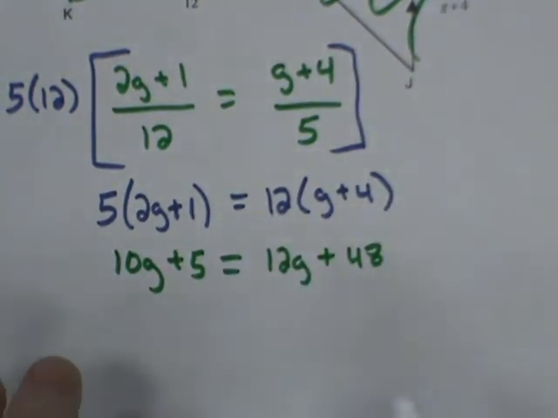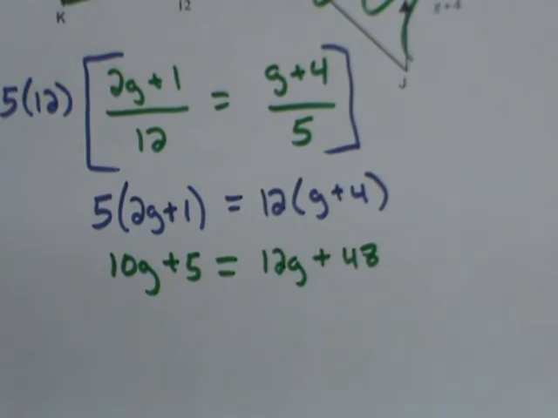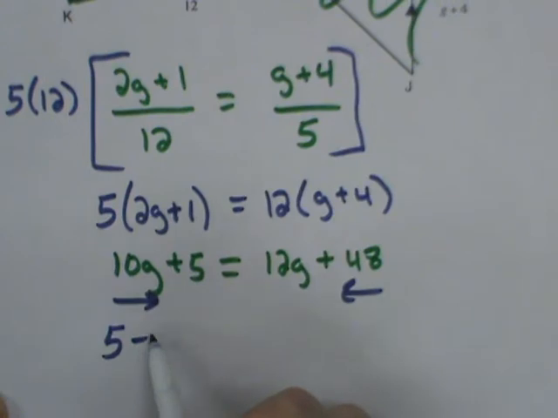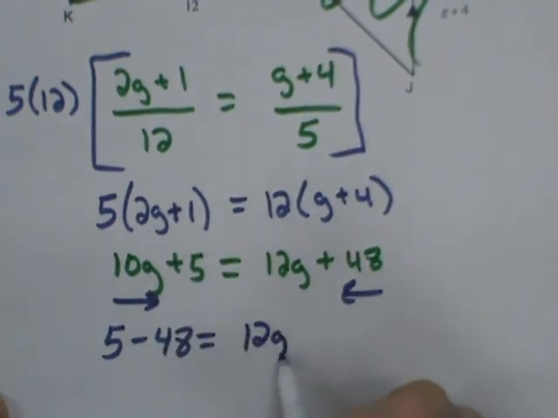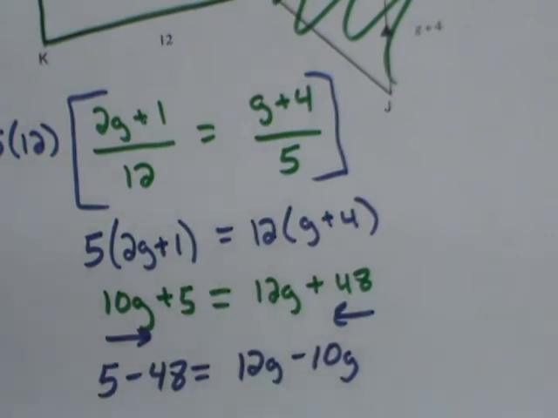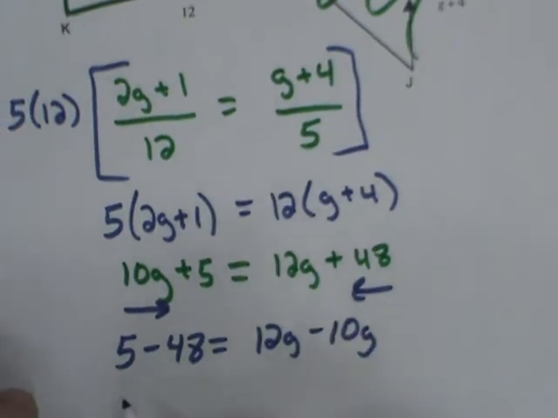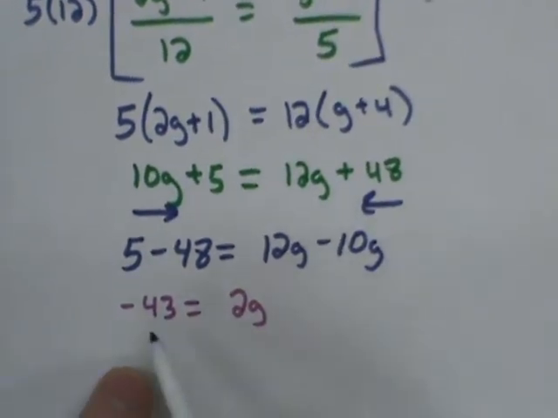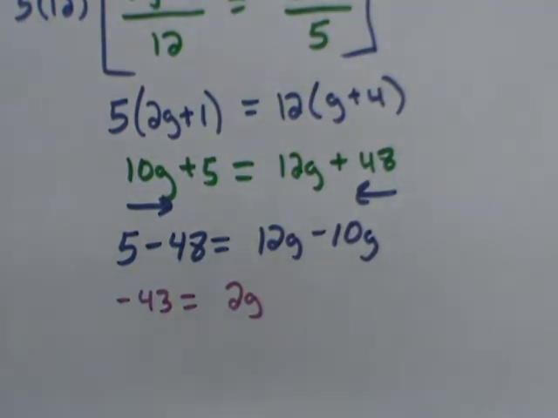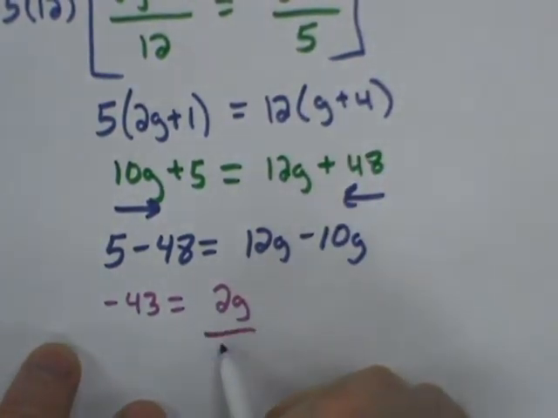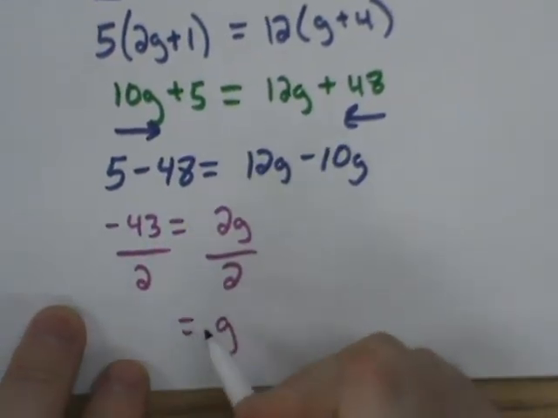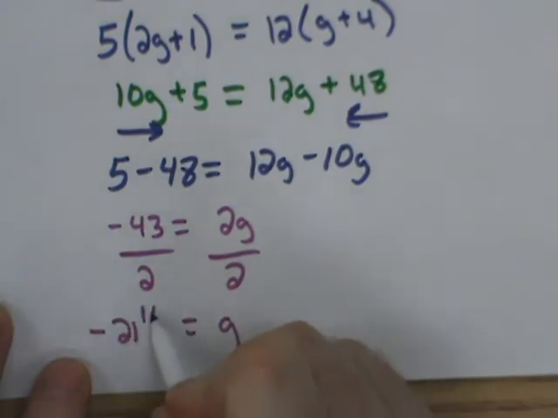Darn my luck. As you look at this problem, do you notice something crazy that's going to happen? If I move these as I'm supposed to, the 10g goes over here, and the 48, we're going to take that way. I'm going to get 5 minus 48 equal 12g minus 10g. 5 take away 48 is negative 43, equaling 2g. Big problem, can't have that negative. But again, I'm just showing the idea, the concept of how to set these proportions up. I wasn't really that concerned about the answers. And so when I get this, I'm going to have g equaling negative 21 and 1/2.